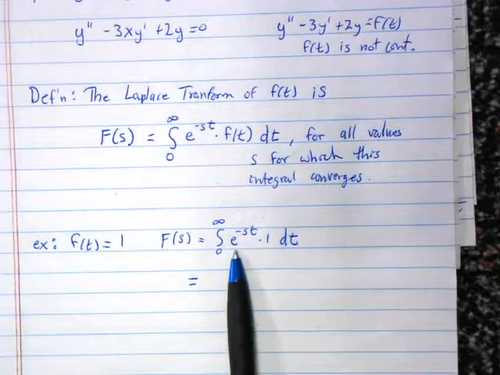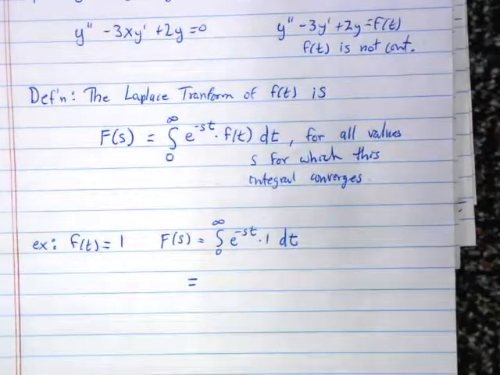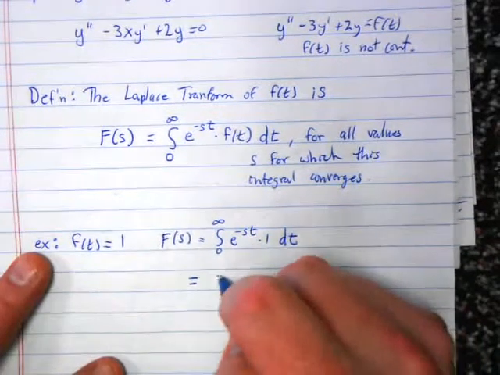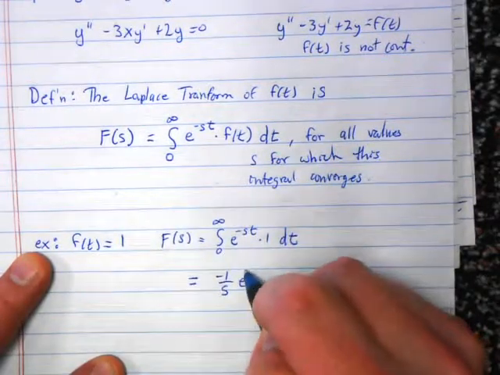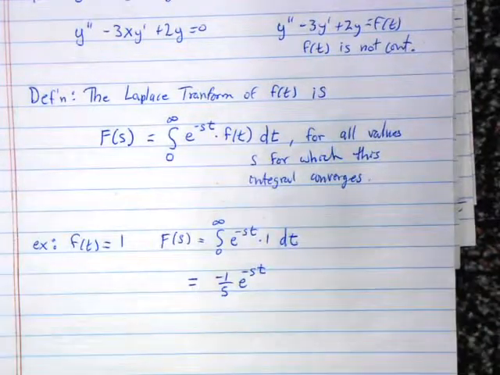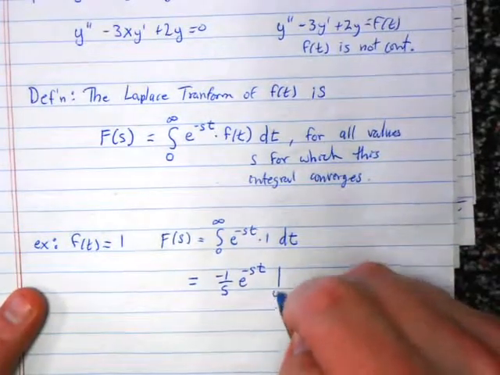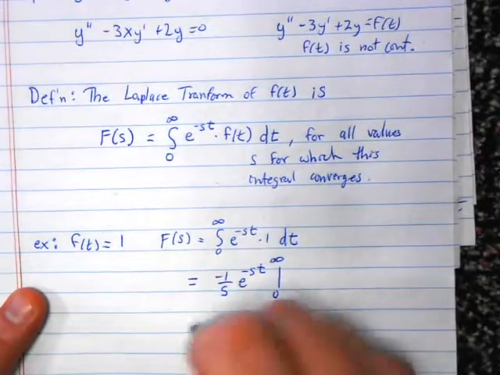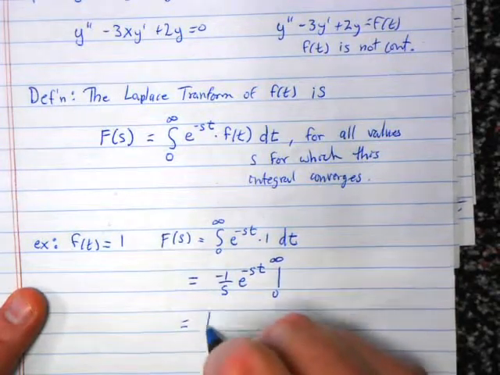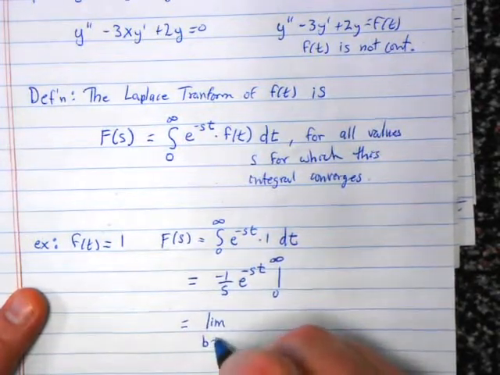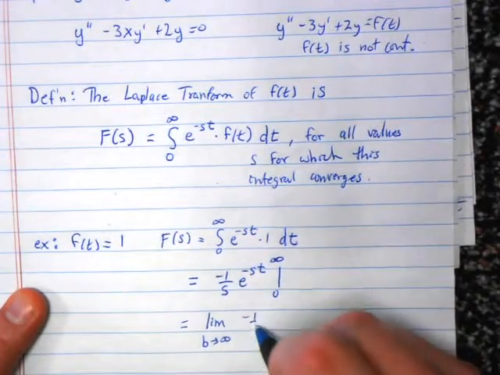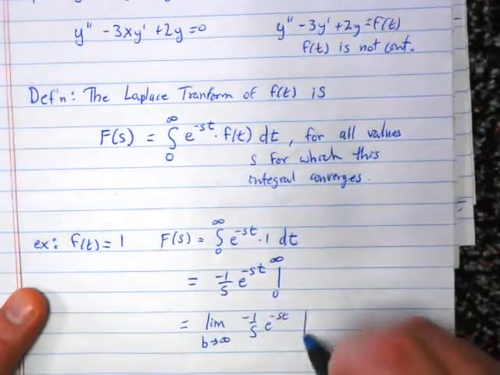What's the integral of e to the negative st dt? I'm hearing negative s e to the negative st. That would be the derivative. I want the integral. It's negative 1 over s e to the negative st. And then we need to evaluate from 0 to infinity. So I should do this correctly using proper notation, this is going to be the limit as b goes to infinity of negative 1 over s e to the negative st from 0 to b.